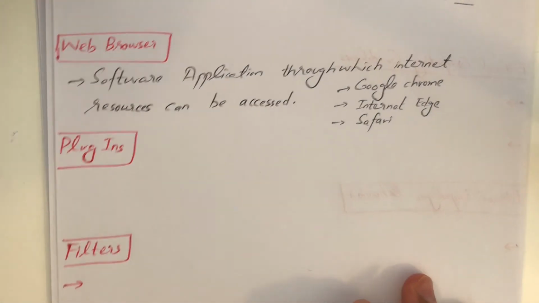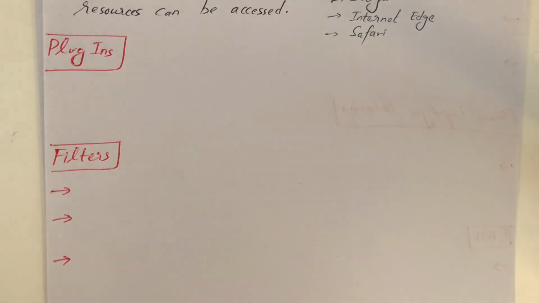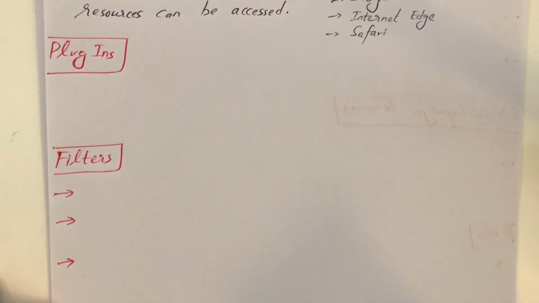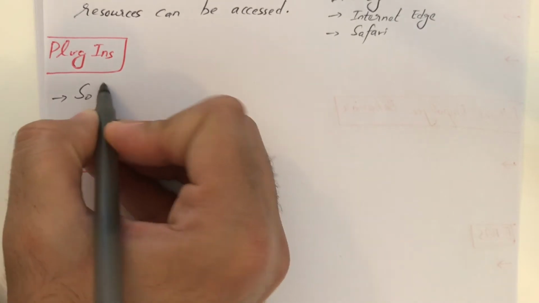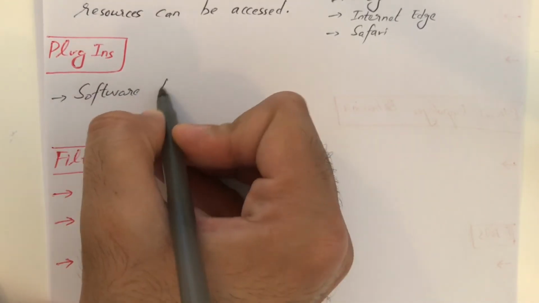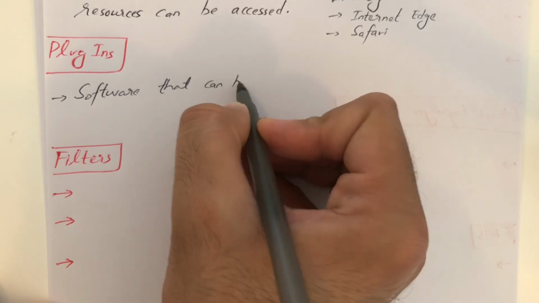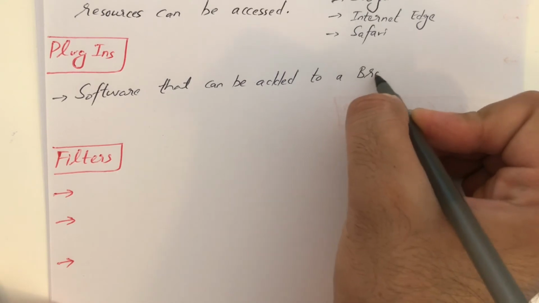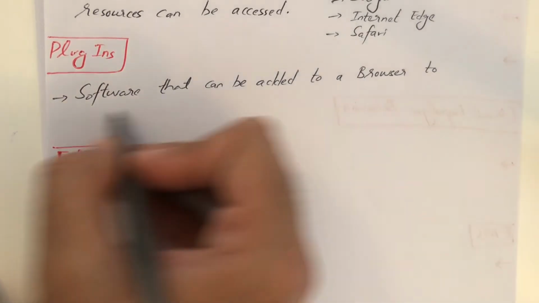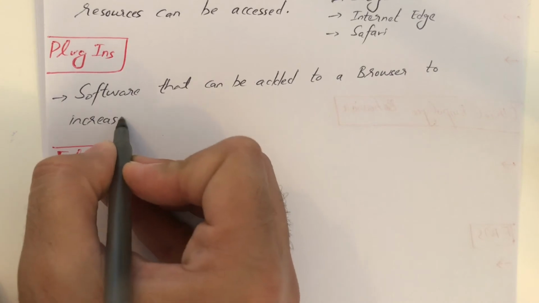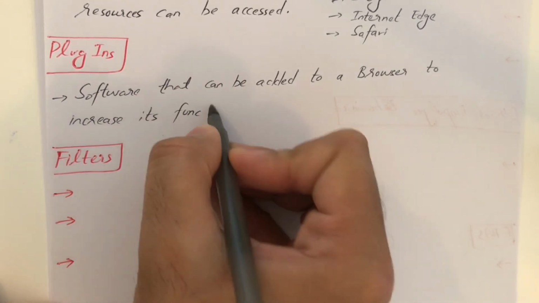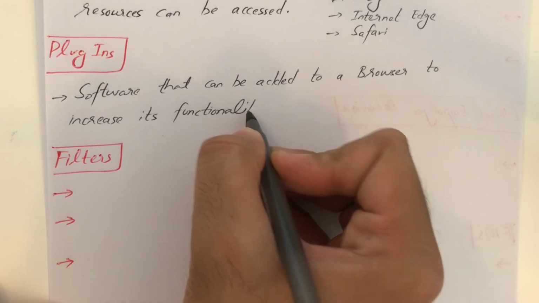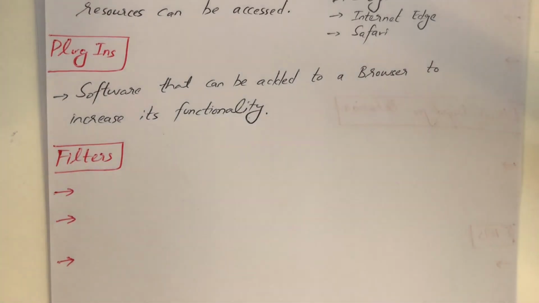You might have heard about plugins. Plugins are basically the extra software that you can add with your browser. For example, if you want to play a Flash game, you need to install a Flash player with your browser. Then you can play a Flash game over internet. So plugins are basically software that can be added to a browser to increase its functionality. These are called plugins.